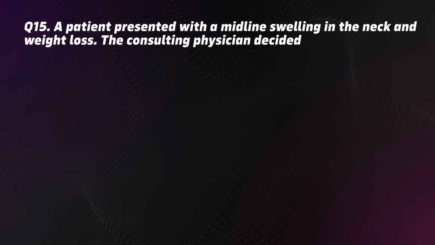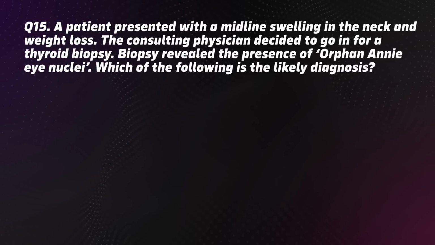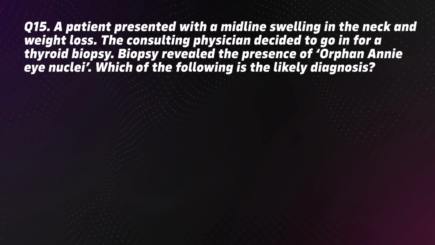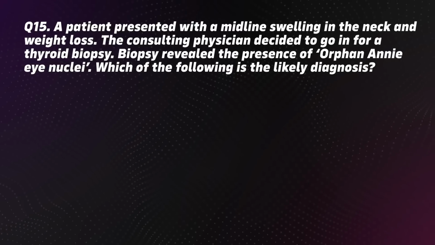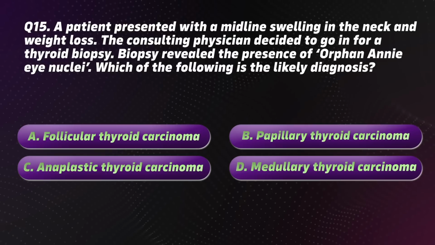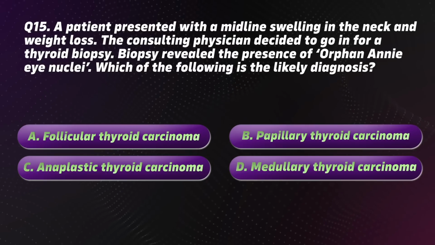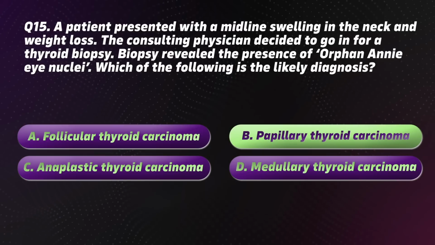Question 15. A patient presented with a midline swelling in the neck and weight loss. The consulting physician decided to go in for a thyroid biopsy. Biopsy revealed the presence of Orphan Annie eye nuclei. Which of the following is the likely diagnosis? Here are the options. A. Follicular thyroid carcinoma. B. Papillary thyroid carcinoma. C. Anaplastic thyroid carcinoma. D. Medullary thyroid carcinoma. And the correct answer is option B.